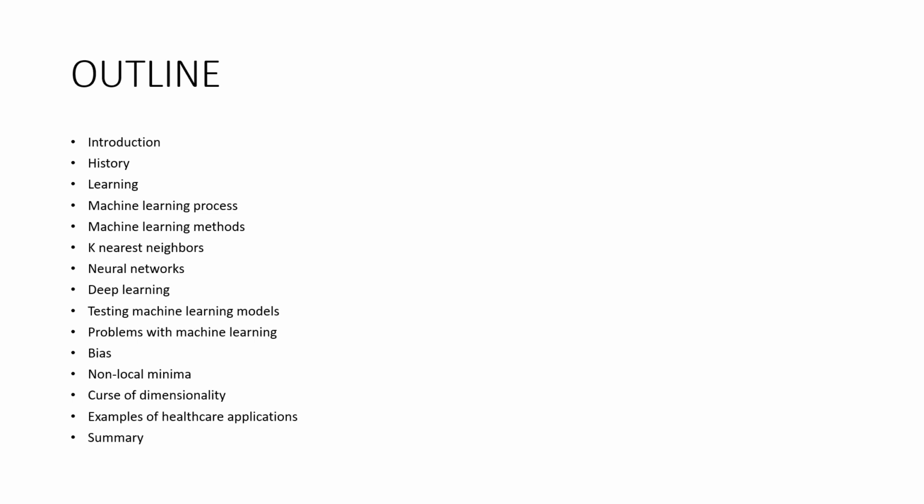You'll see the outline is kind of long because this is a huge field, but we're going to just talk a little bit about some of these. We're going to start out with a brief introduction, history and learning, and we'll talk about a few popular machine learning methods, K-Nearest Neighbors, neural networks, and deep learning. Then we'll talk about a few problems with it, and then I'll end up with a few examples from healthcare applications.